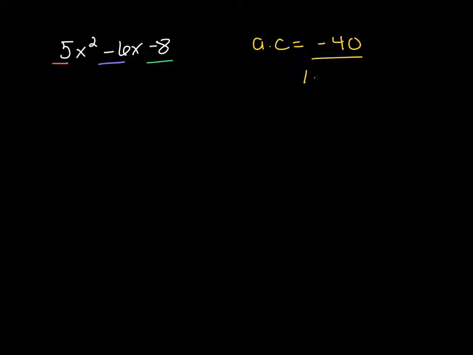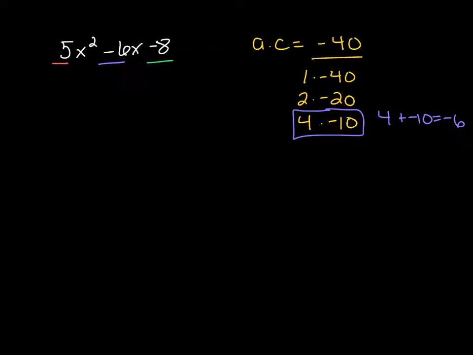So we can do 1 times negative 40, which does not add up to negative 6. 2 times negative 20 doesn't work either. 4 times negative 10, and that's the one we're looking for because 4 plus negative 10 equals negative 6. So now we're going to rewrite our problem, but we're going to break b into 2 parts. Instead of negative 6x, we'll say plus 4x minus 10x, which if you combine those, would still be negative 6x, and minus 8.